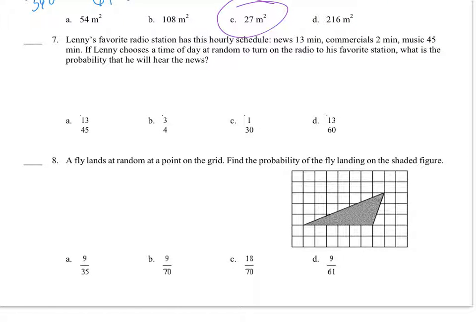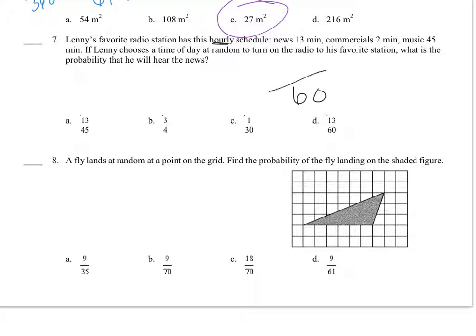Lenny's favorite radio station has an hourly schedule: news 13 minutes, commercial 2 minutes, music 45 minutes. If Lenny chooses a time of day to randomly turn on the radio to his favorite station, what's the probability he will hear the news? Well, first, when you're talking about probability, you have to find the total. So I'm looking at this. I have to add these all up to figure out what my total is. So 13 plus 2 is 15, plus 45 is 60. So it's an hour. I could have just looked at the hourly schedule.